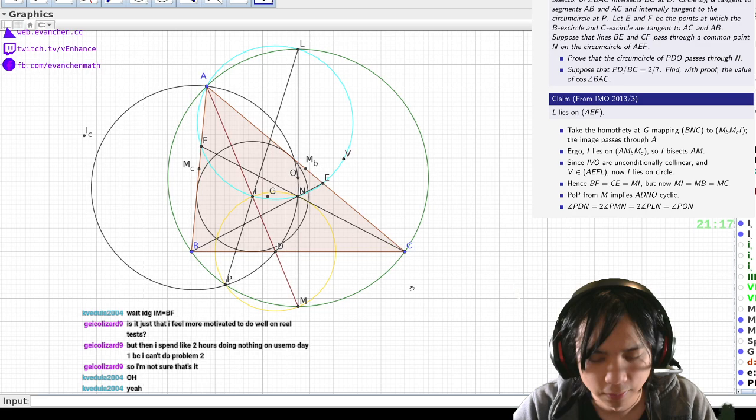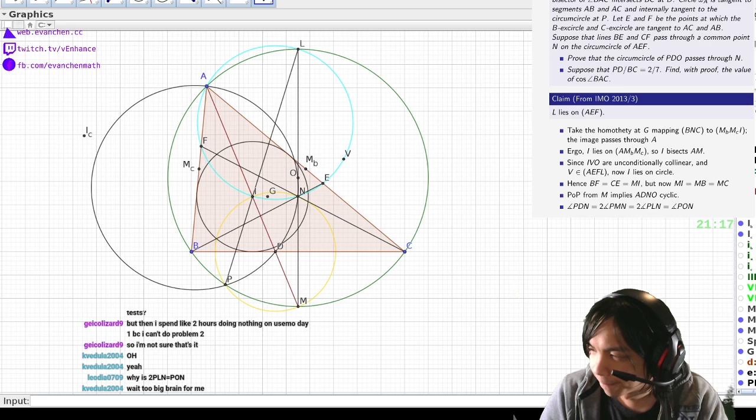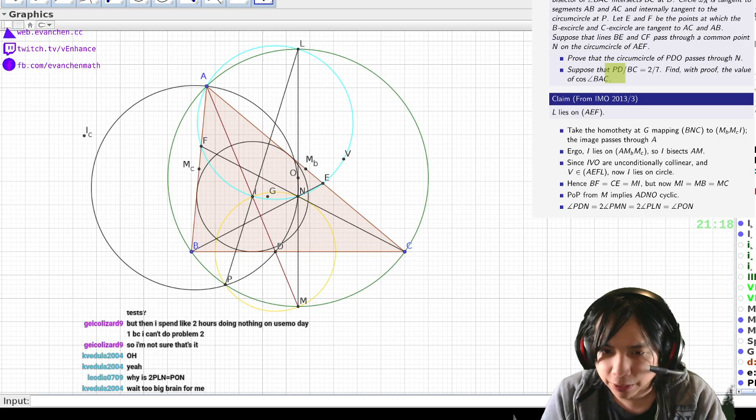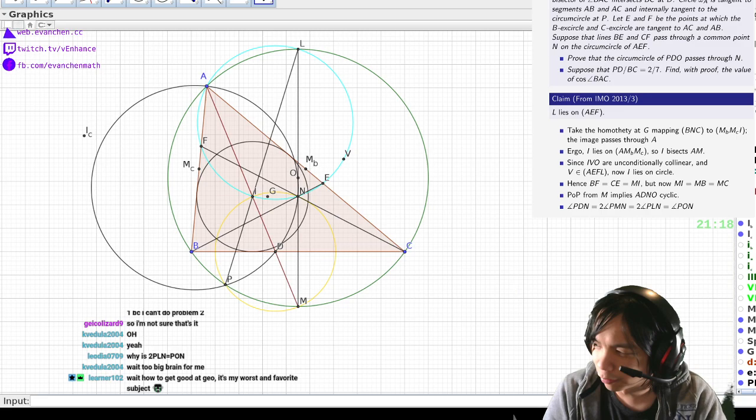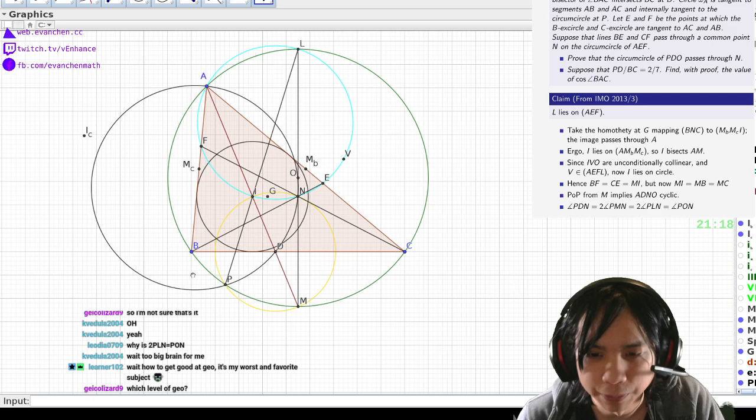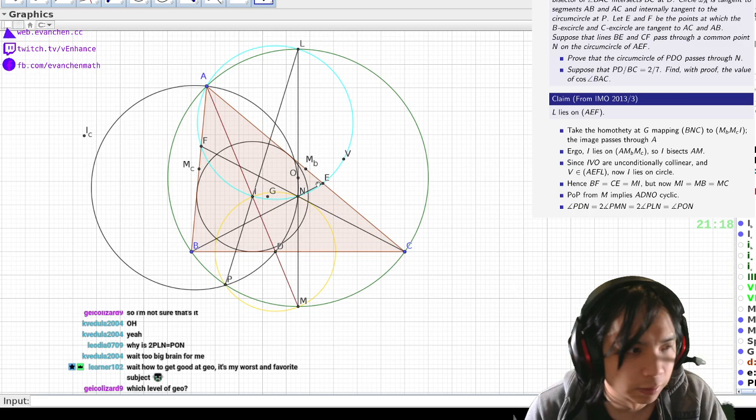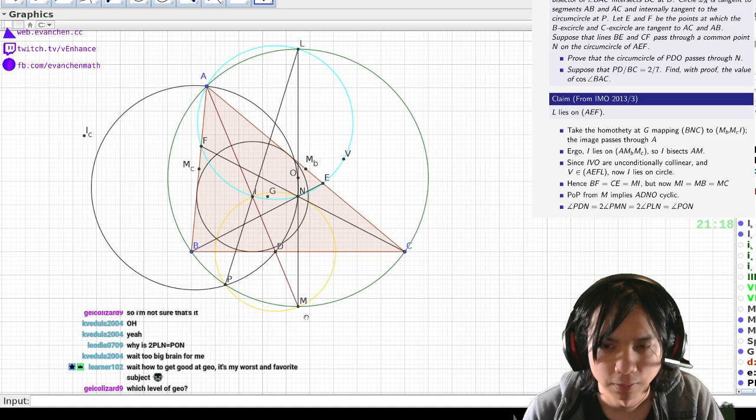But I'm confused now because this seems to say, like, PD should be equal to, like, half of BF. And BF is equal to S minus A. So I'm confused at how these equations are consistent with each other. Like, it seems like they just contradict each other. So I'm messing something up. Why is 2 angle PLN equal to PLN? By the inscribed angle theorem. Yeah, like POM, really.